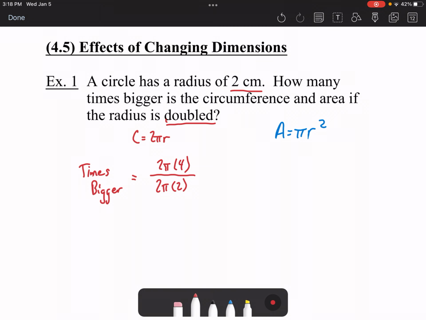Well, you might notice this is a ratio that you can easily divide out without even having to pick up your calculator at all. So 2 divided by 2 is 1, pi divided by pi, same value, cancel them out. The only thing you're left with is 4 divided by 2. 4 divided by 2 is 2. So if you double a circle's radius, you will actually double the circumference as well.